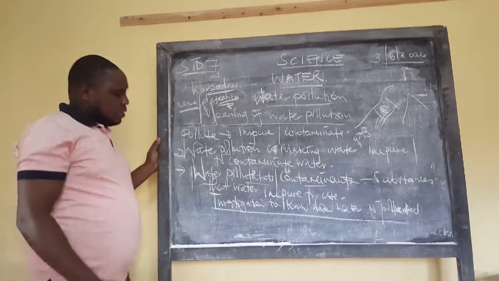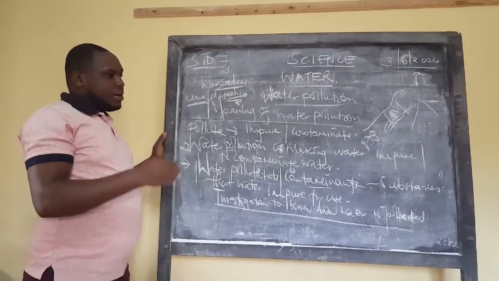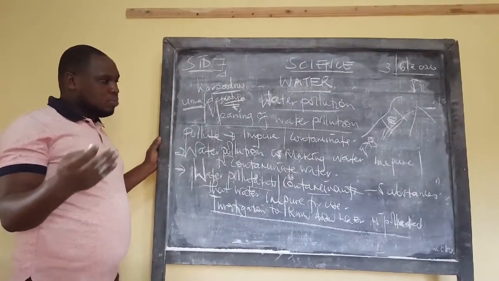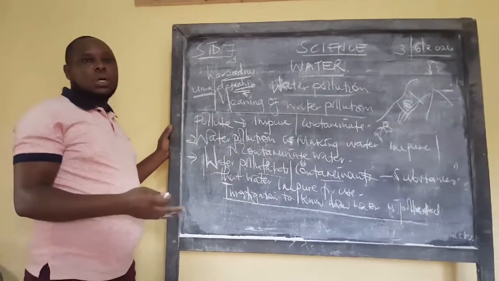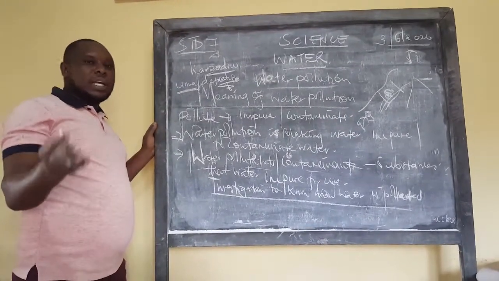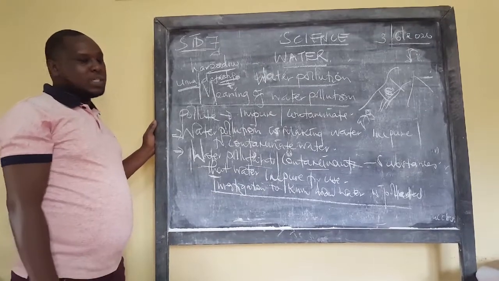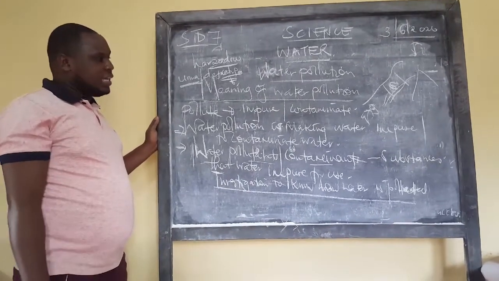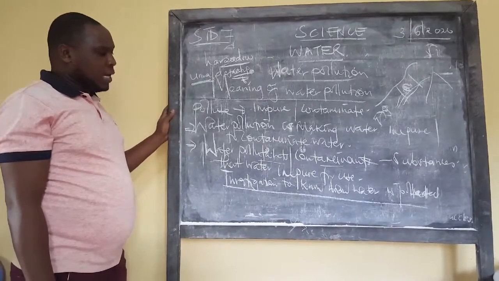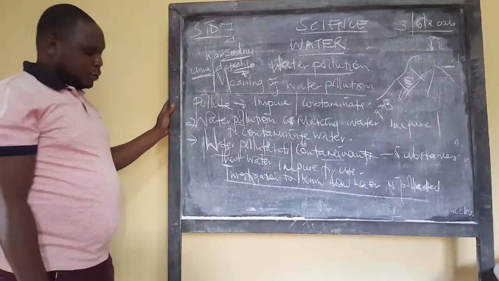Another one, of course, is dirt or rubbish around the rivers, or even doing some farming along or on the banks of rivers or water sources. That soil gets back into the water, and you find that the water is brown in color. So there are many ways in which we can see water being polluted.